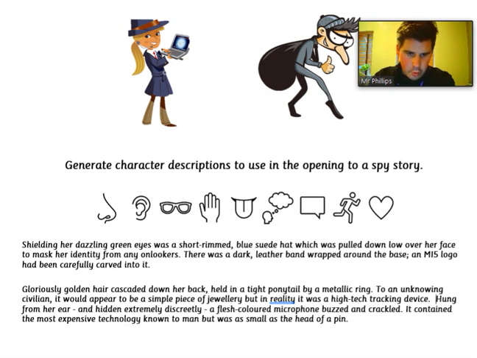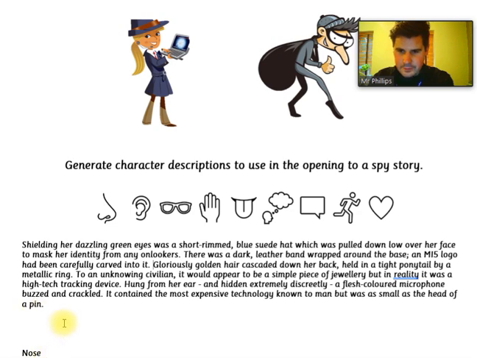Now I'm going to put it all together, and even though in my actual finished story it won't be all together, let's read it as one piece. Shielding her dazzling green eyes was a short-rimmed blue suede hat which was pulled down low over her face to mask her identity from any onlookers. There was a dark leather band wrapped around the base. An MI5 logo had been carefully carved into it. Gloriously golden hair cascaded down her back, held in a tight ponytail by a metallic ring. To an unknown civilian it would appear to be the simple piece of jewellery, but in reality it was a high-tech tracking device. Hung from her ear and hidden extremely discreetly, a flesh-coloured microphone buzzed and crackled.